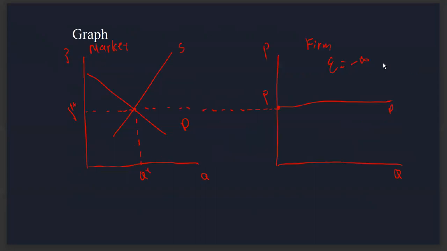And then in the graph, as you can see, on the left is the market and on the right are the firms. So in the market, the supply and the demand intersect at the equilibrium point, which is the price P star and the Q star. At the price P star, we draw the horizontal line to the firms, which is the market set price. And then we draw the horizontal line as the demand curve, which is the firm's demand.